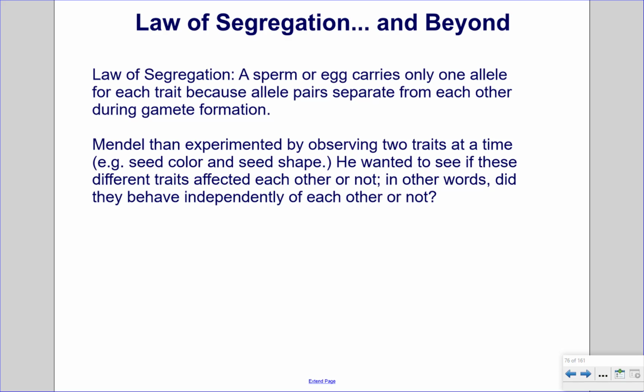Law of segregation and beyond. Law of segregation: a sperm or egg carries only one allele for each trait because allele pairs separate from each other during gamete formation. Mendel then experimented by observing two traits at a time, for example seed color and seed shape. He wanted to see if these different traits affected each other or not.